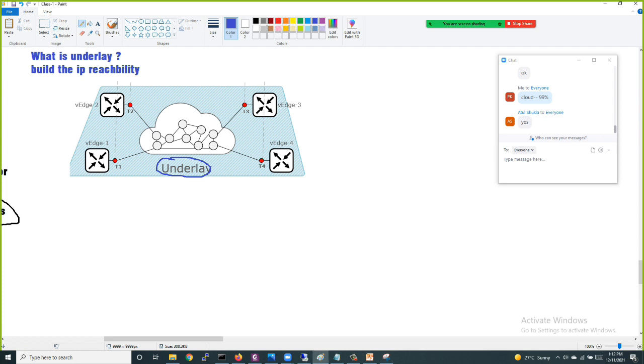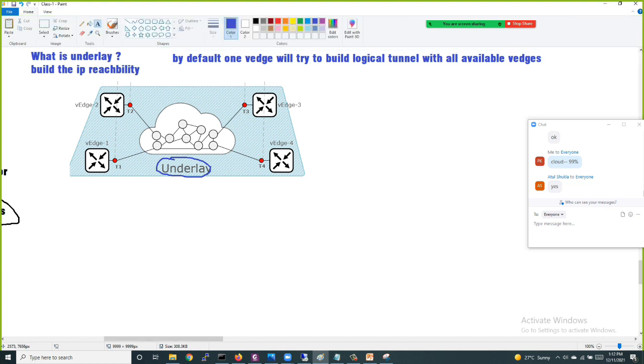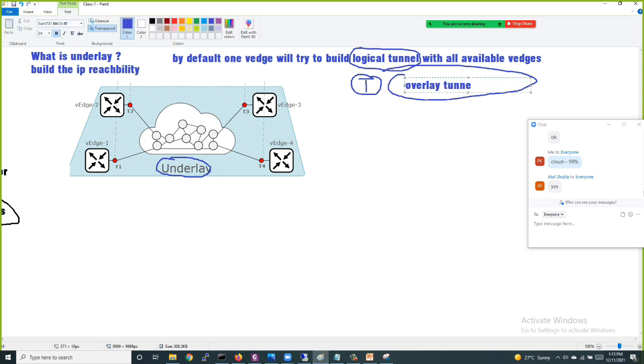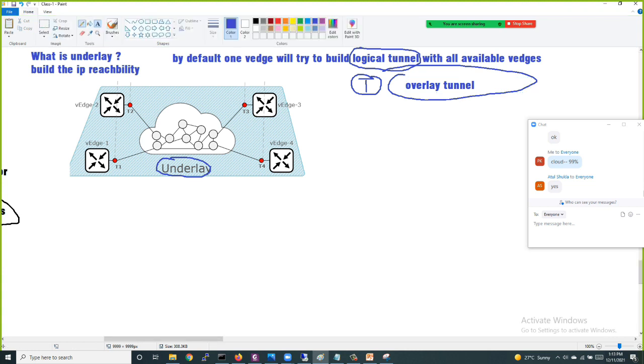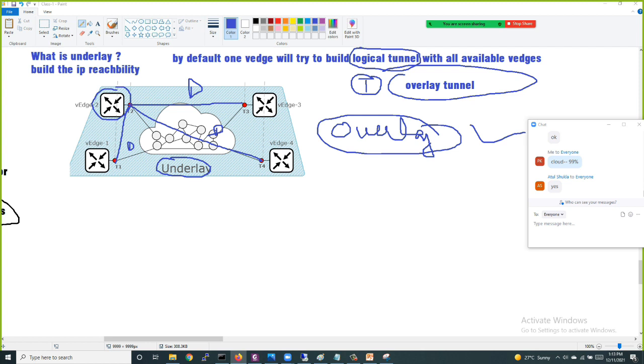Now, what do you mean by the overlay network? By default, what is the rule? One VH will try to build a logical tunnel. Let's represent it with T and call it an overlay tunnel, with all available VHs. So in this case, it will be with this one, this one, and this one. So VH2 is going to communicate with all the VHs directly. So this is your overlay network. Any problem? So guys, I think we are clear with what you mean by underlay and what you mean by overlay.